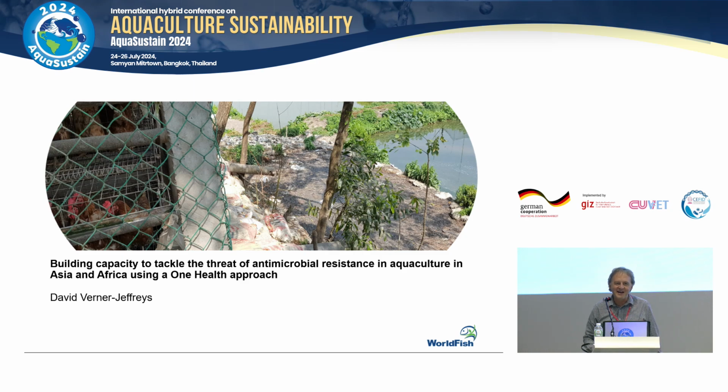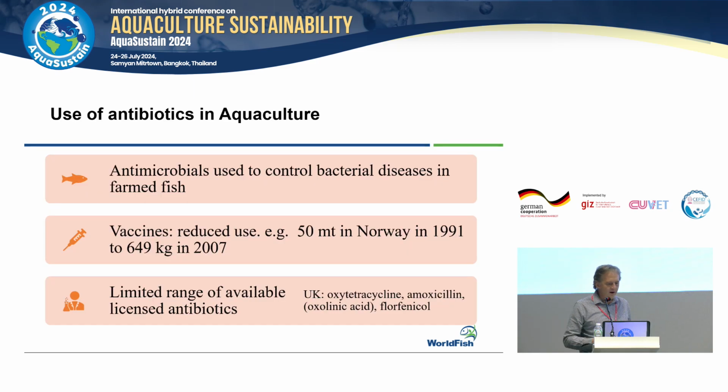So what we're going to be talking about today is putting things within a One Health context, particularly around the transfer of AMR and how we might manage it. Thank you, Sophie, for laying the scene so well. Antimicrobials are used to control bacterial disease in farm fish, and everyone's aware of that. Vaccines are something to talk about later in the discussion on interventions. We know they can be very effective, and certainly in the Norwegian salmon industry they are highly effective and have significantly reduced use. More widely, a general issue for the industry, certainly in Asia and Africa, is access to antibiotics, in terms of regulated products that can be used.